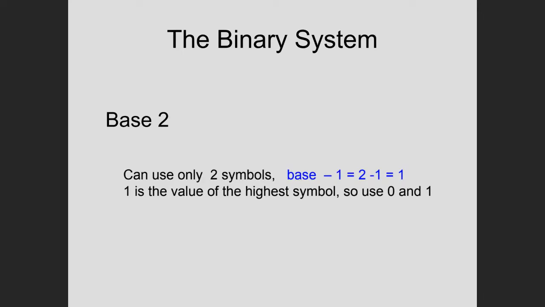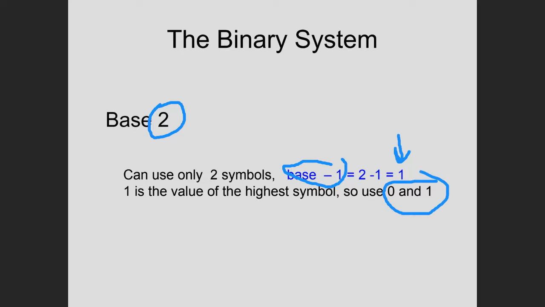And so the binary system works the same way. It's a base 2 system, which means that we're going to have 2 symbols. If I take the base minus 1, 2 minus 1 is 1, so the value of the highest symbol will be a 1, and the 2 symbols that we're going to use would be 0 and 1. So we looked at that.